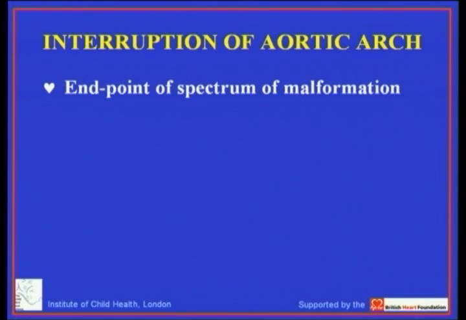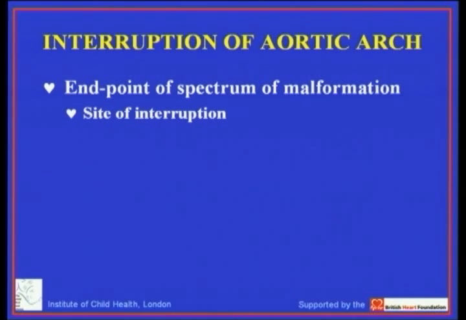We can now move on, and we can move to interruption of the aortic arch, which is an endpoint of a spectrum of malformation, certainly when it is found at the aortic isthmus. It's probably also the endpoint of tubular hypoplasia in the other components of the aortic arch, and as Andrew has shown you, in fetal cases you can almost see the spectrum developing.